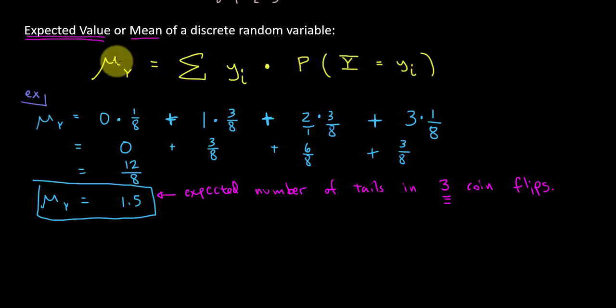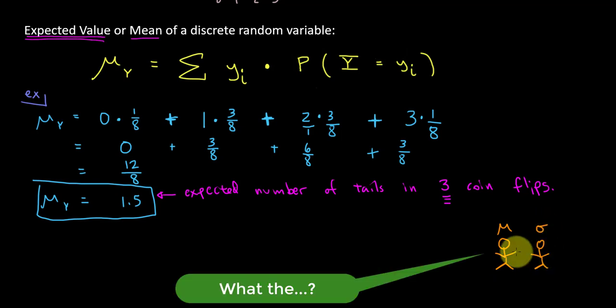Okay. The mean's best friend is standard deviation. Standard deviation and mean are such good friends. Maybe this is what they look like. This is mu, and this is standard deviation. And they like to hold hands. Yay, they're best friends. Okay, enough of that silliness.